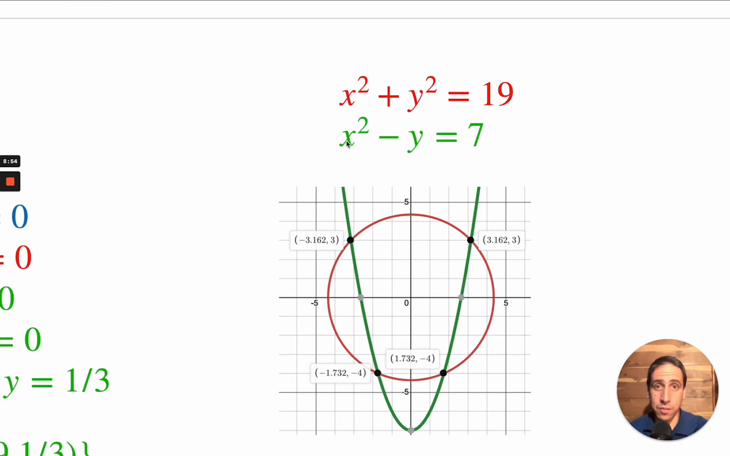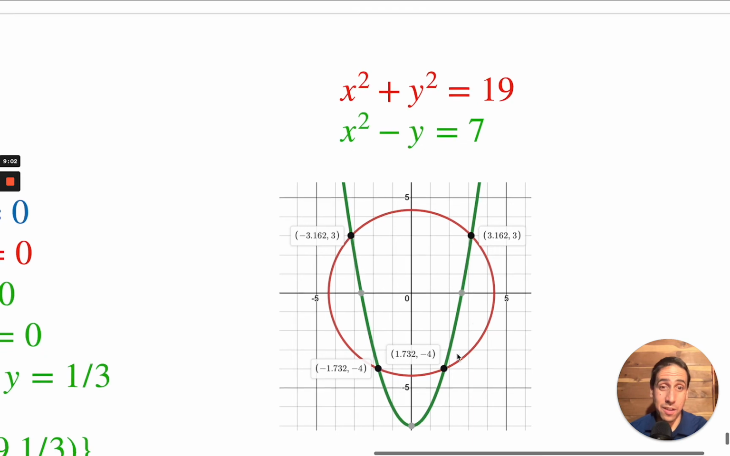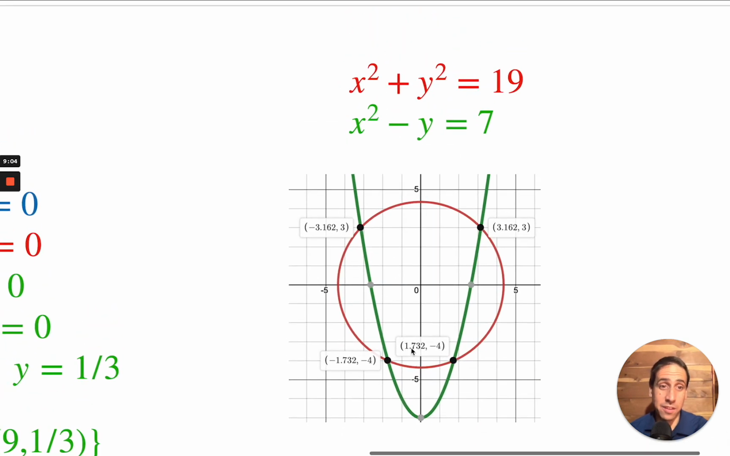And then if you do x squared minus y is equal to 7, just type that into Desmos also, and you can see these are the 4 places where they intersect. So there's actually 4 solutions, and there they are, 4 solutions, 4 intersections.